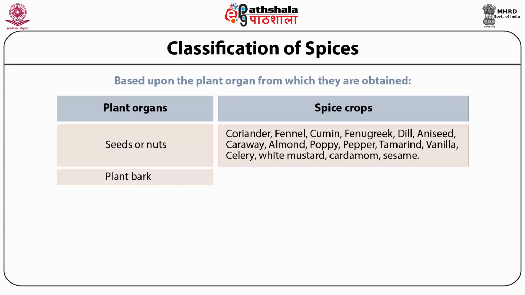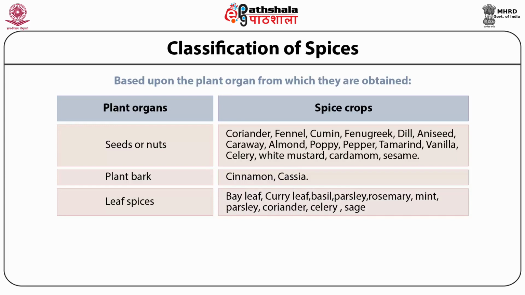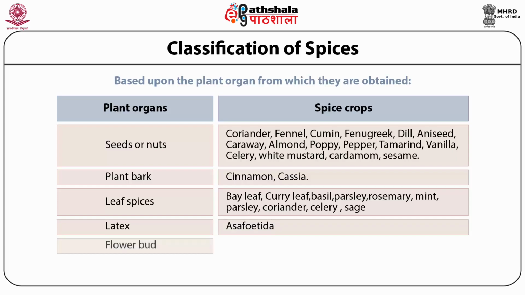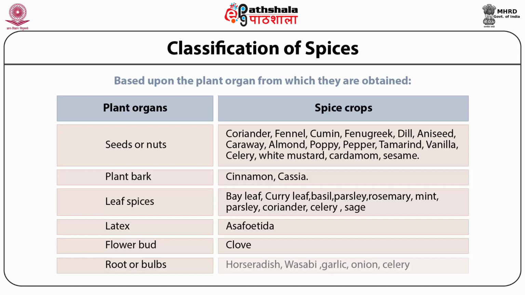Plant bark includes cinnamon and cassia. Leaf spices are bay leaf, curry leaf, basil, parsley, rosemary, mint, coriander, celery, and sage. Latex is asafoetida, while flower bud is clove. And roots or bulbs include horseradish, wasabi, garlic, onion, and celery.